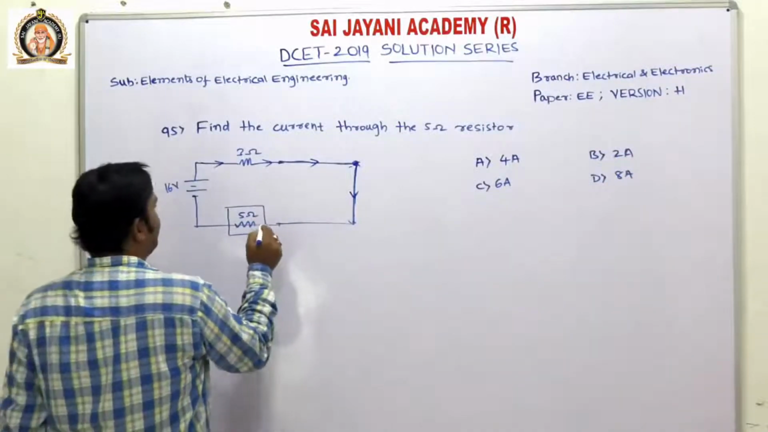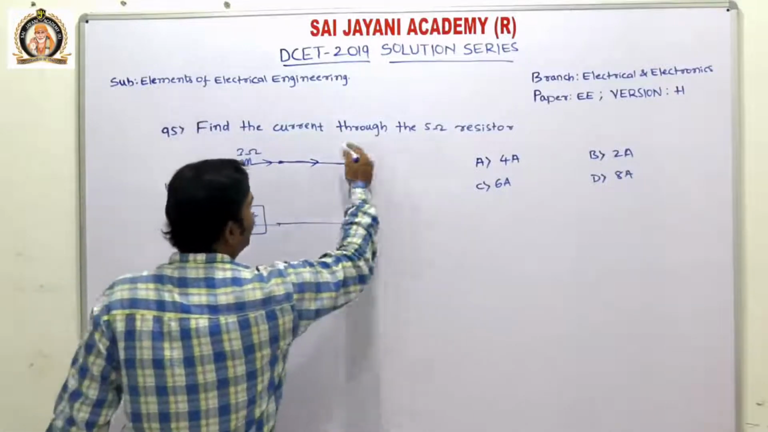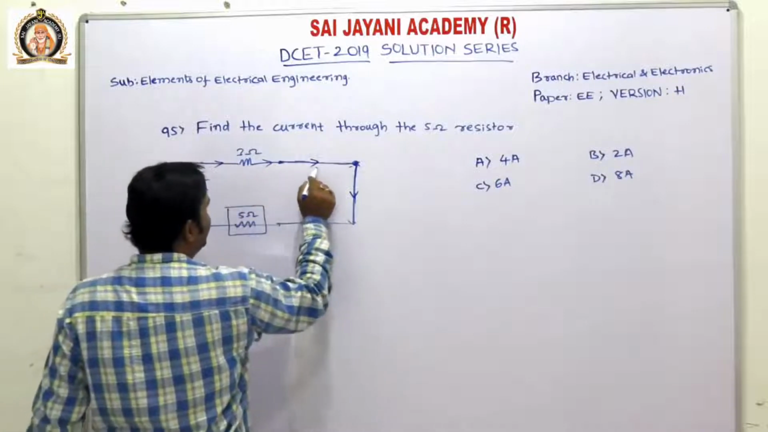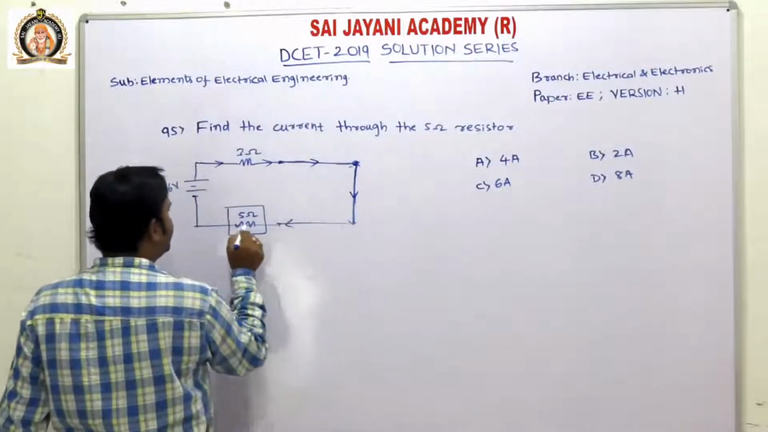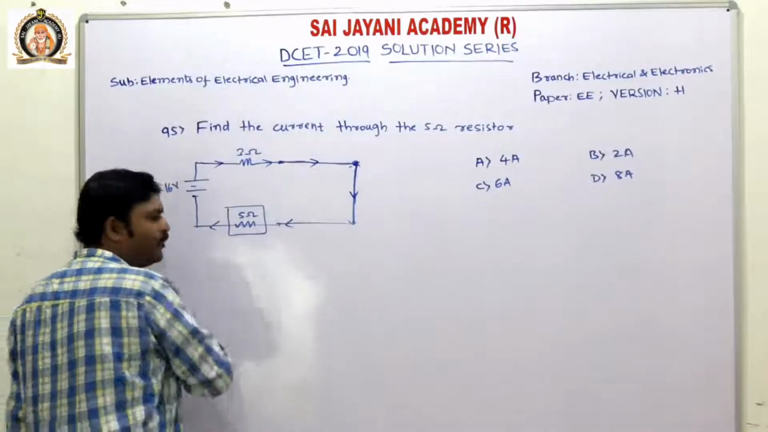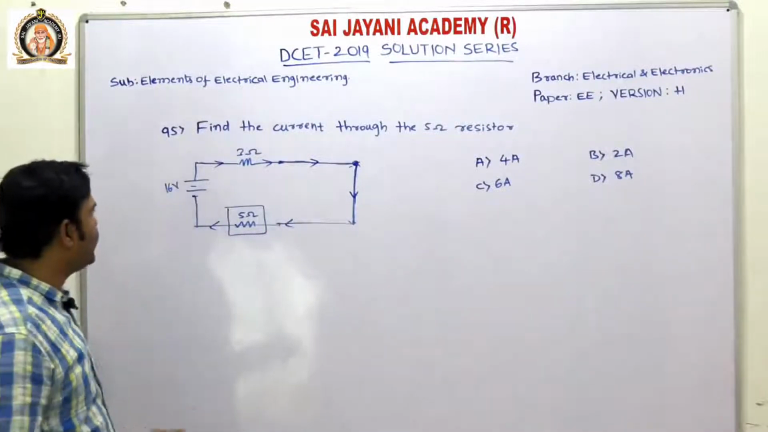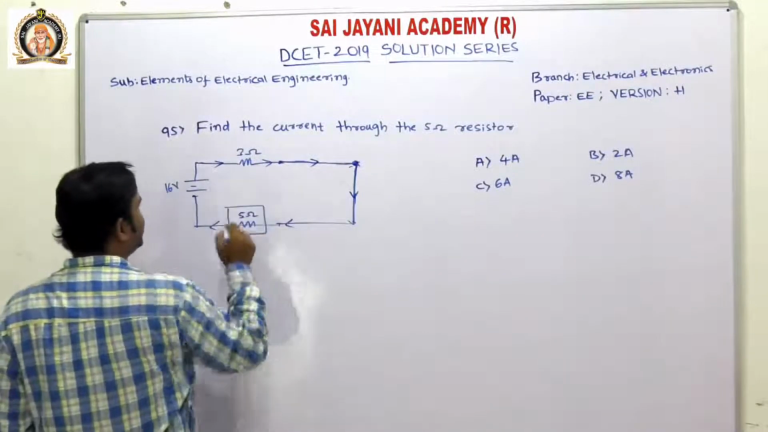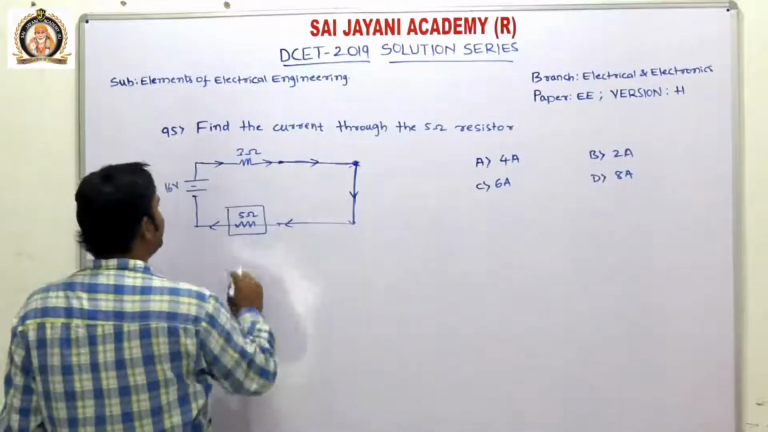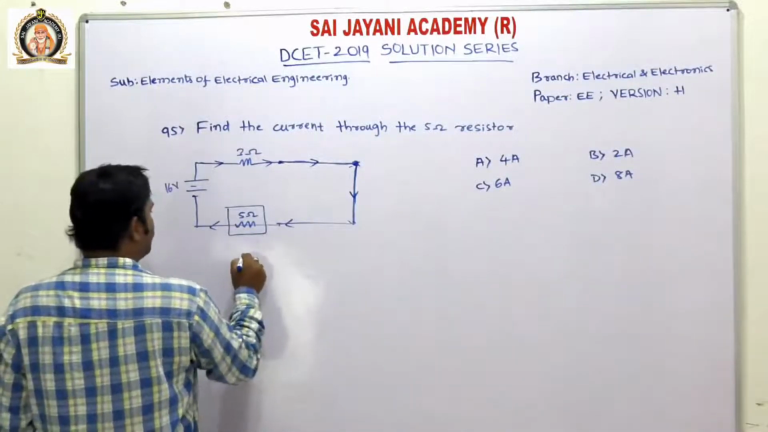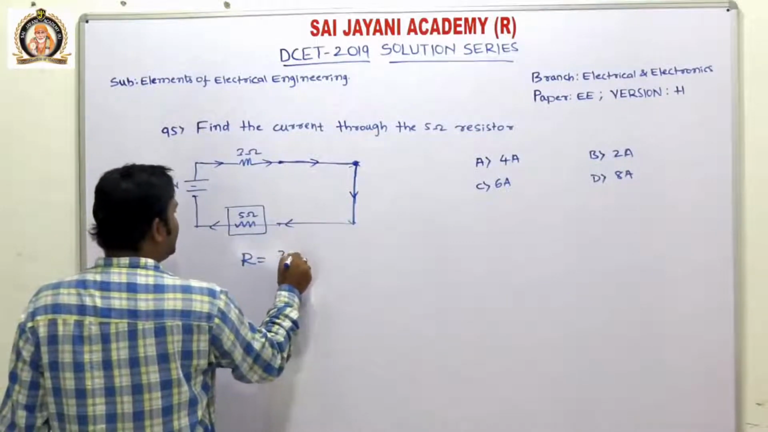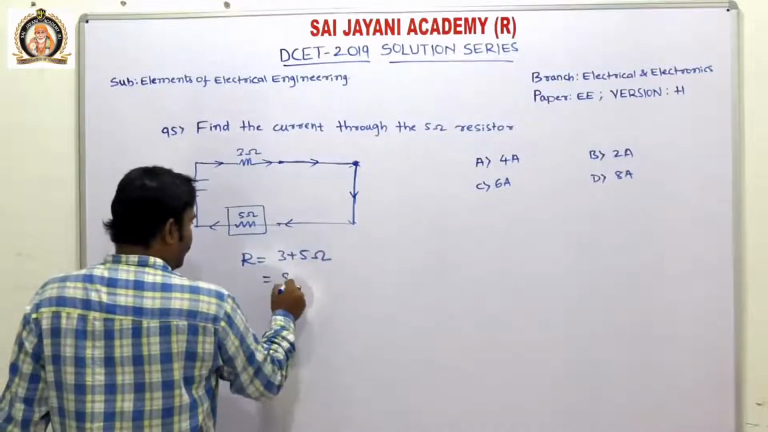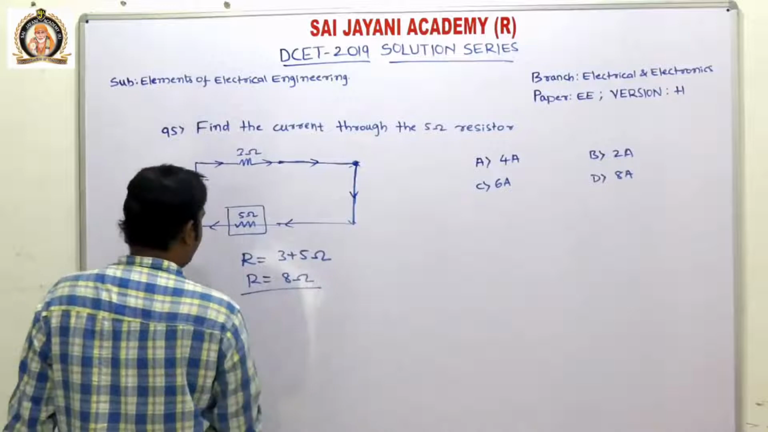What has he asked? Current through the 5 ohm resistance. Current comes from the source through this 3 ohm resistor, through this path and this path, and then through the 5 ohm resistance. That current we need to find. Since these two are in series, we can just add them. Total resistance is 3 plus 5 ohm, which is 8 ohm. So R equals 8 ohm.